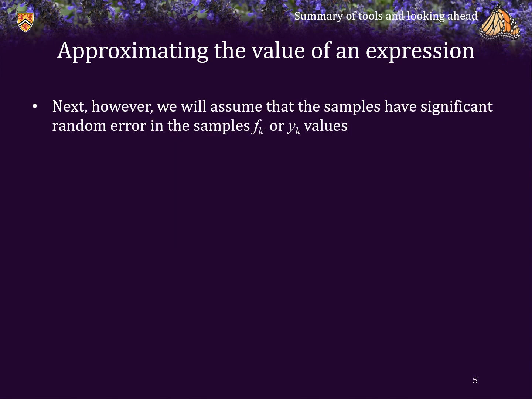Following these three subtopics, we will now, however, realize that if we are reading a sensor in the real world, there's going to be random error, and there may in fact be significant random error in our samples f sub k and y sub k. So we don't know what the true value is. We don't know what f is. We just know that we have approximations of those true values.